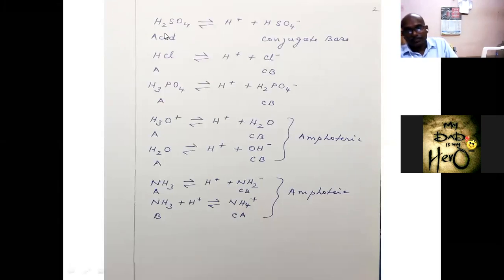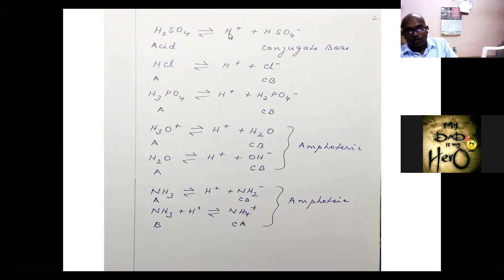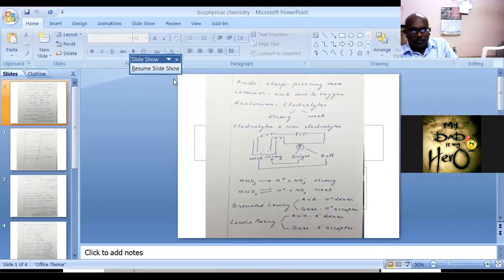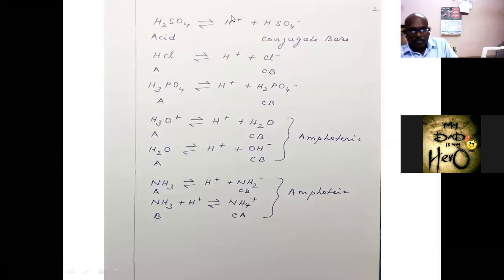H2SO4 is an acid. Acid means it is a proton donor. It donates a proton, and after donating the proton, it becomes HSO4 minus. So if you look in the forward direction, H2SO4 is a proton donor. Therefore, this is an acid.